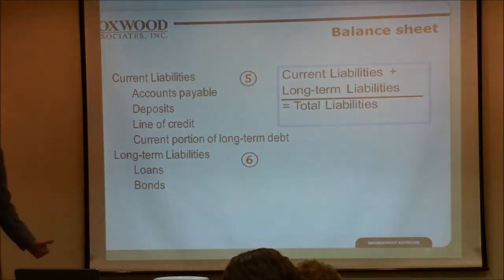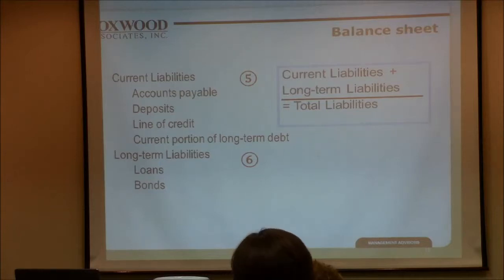Line of credit. Line of credit's a loan you get from the bank. The reason it's a current liability is it's a revolving 12-month note. In almost all cases, it's a 12-month loan. 12 months or less, current. All people, you know, they have a line of credit and they don't know that.